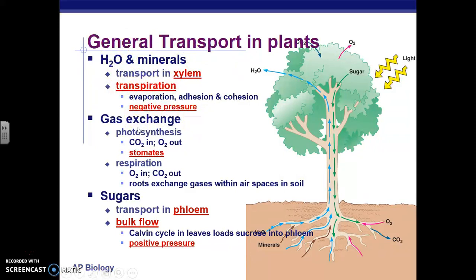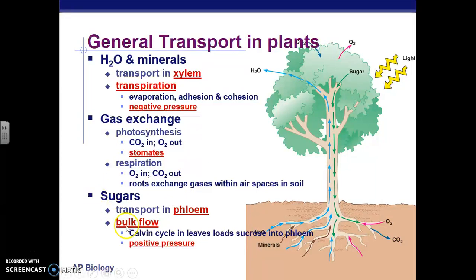Plants also need to get carbon dioxide to do photosynthesis. Remember, carbon dioxide is needed in the Calvin cycle. And carbon dioxide is taken in through the holes in the plant called the stomata. When plants produce excess oxygen, it's transported out of the plant through the stomata as well. A little bit at the end of this lesson, we're going to talk about how the stomata open and close, and what environmental signals they respond to.